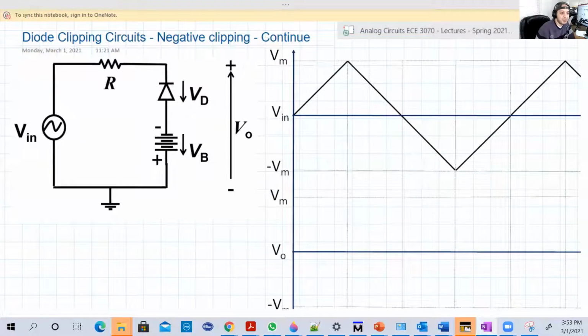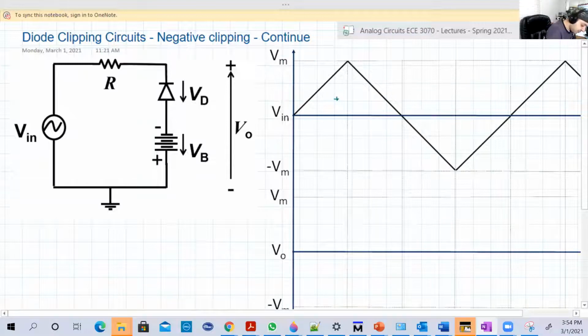Hello guys, so we're going to continue our discussion about negative clipping. I'm going to analyze this circuit in a deeper way. We're going to divide the analysis into two steps. The first step is to check the input in the positive half cycle. This cycle here is the positive half cycle. Then check the behavior of the circuit when the diode is on or off in the negative half cycle.